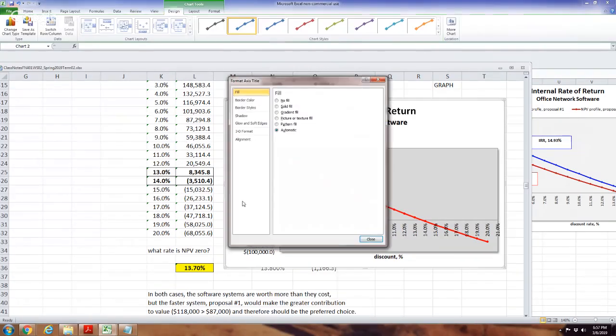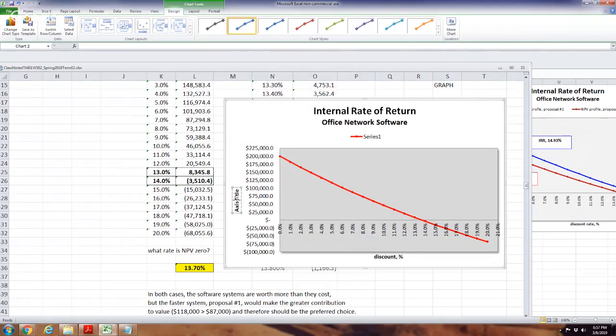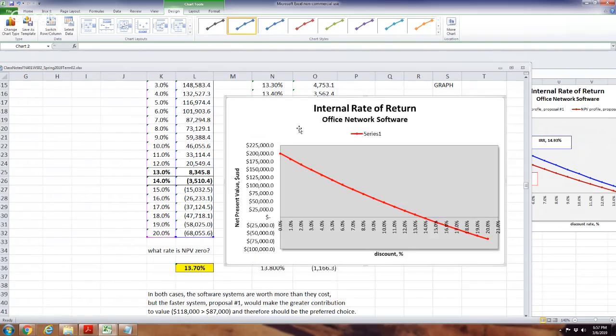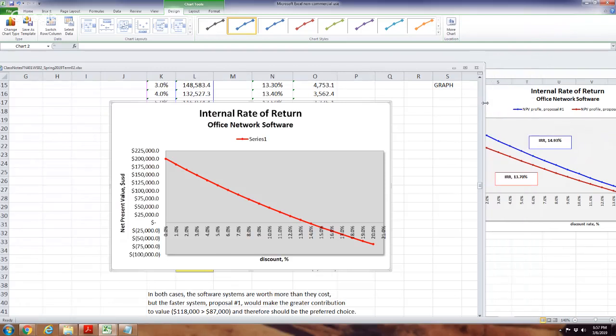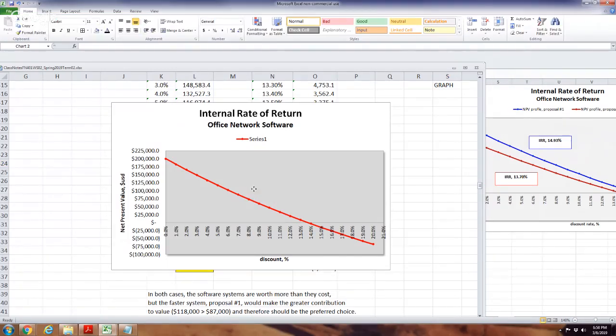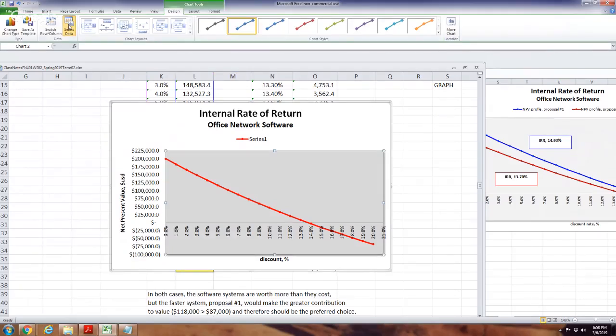So click in here. This is net present value USD. Okay. So yeah, that looks like this, and what all this stuff is. This is NPV profile proposal 2. So design.